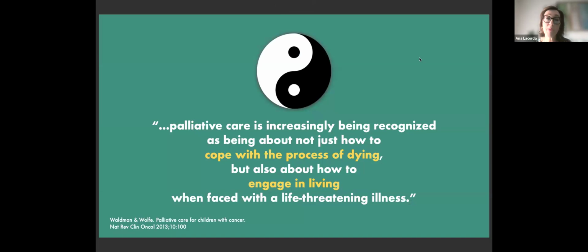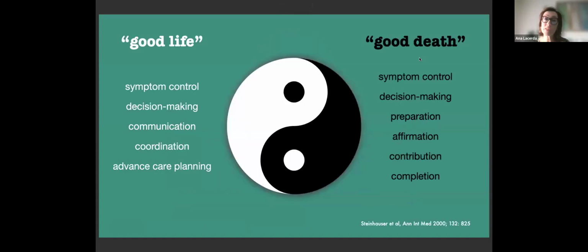And increasingly, palliative care is being recognized as not just care for the dying, for the person at the end of life, but for people who are living with a life-threatening illness as cancer is. So we can, of course, emphasize that palliative care is about what's been called a good death. But I would say that especially pediatric palliative care, because survival can be so long, is especially also about living a good life.